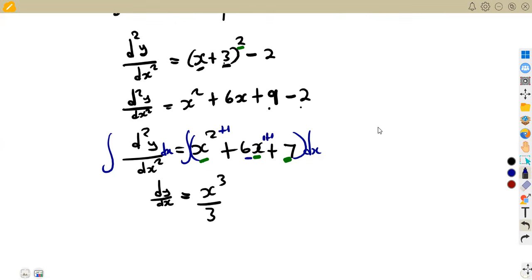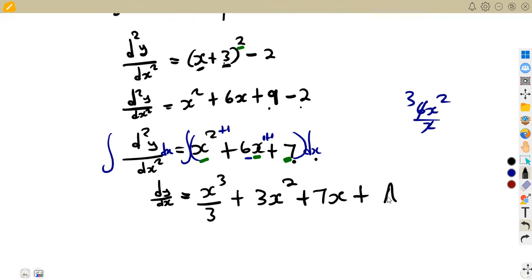If we add a 1, it's going to be a 2. So it was going to be 6x squared over 2, which was going to be a 3 in this case. So this was going to give us 3x squared. 7 is a constant with respect to x. It is going to be 7x plus the constant of integration.